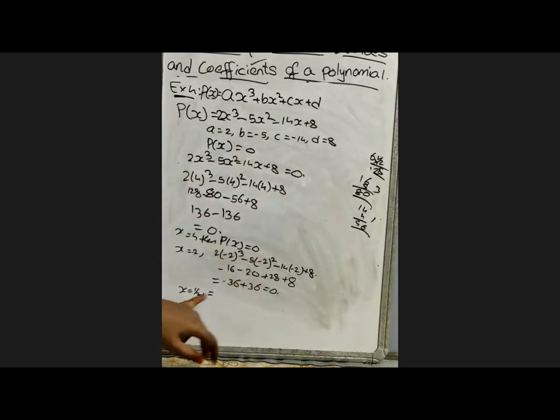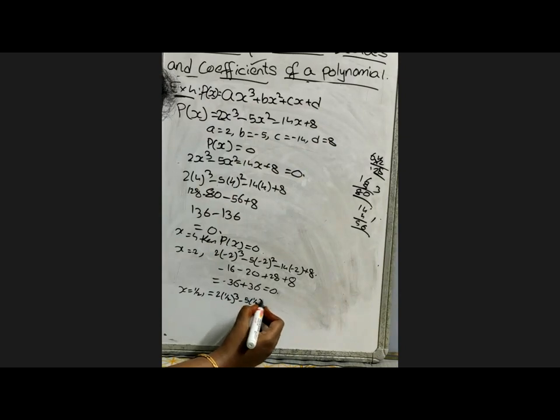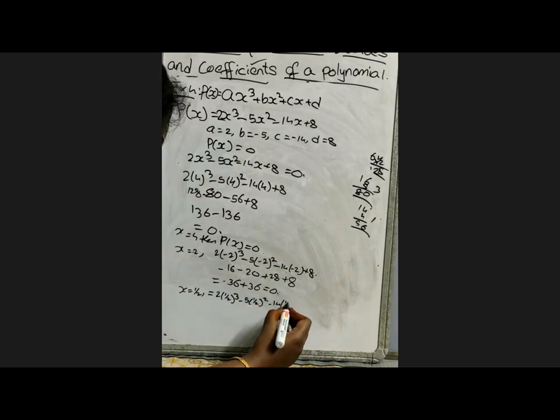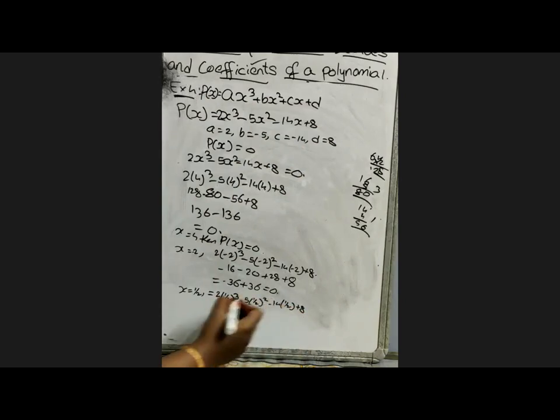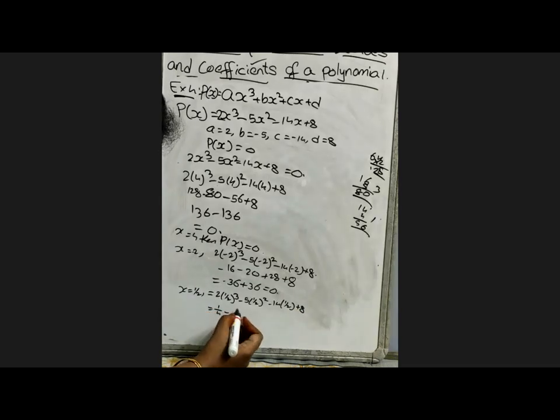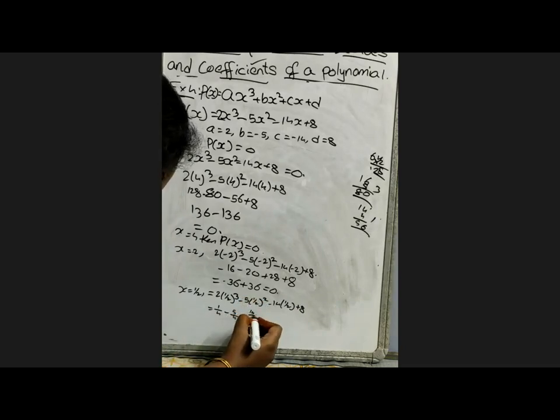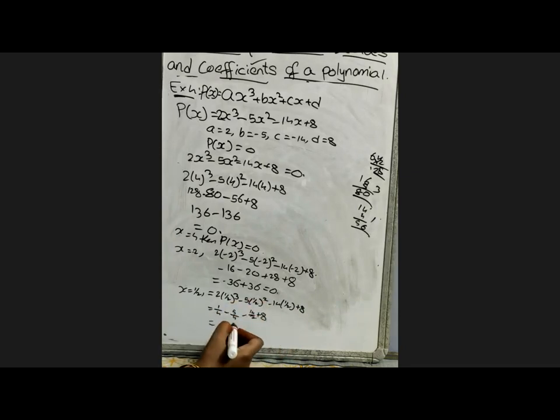Okay, now you take x equal to 1/2. Substitute this 1/2 in this equation. 2 into 1/2 whole cube minus 5 into 1/2 whole square minus 14 into 1/2 plus 8. So here this is 2/8. 2/8 means this is 1/4, minus this is 5/4, this is minus 14, and plus 8. So while doing the equation, you will get this total also 0 only.